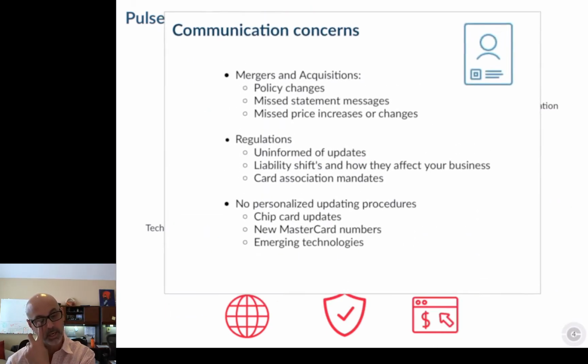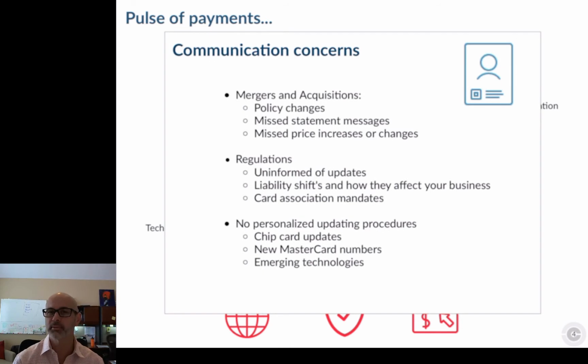The other thing is communication. With all the recent mergers and acquisitions in our industry, a lot of people have missed statement messages with rate increases and some organizational changes. One of the big ones was MasterCard. MasterCard came out with a card that starts with a 2 now because they ran out of numbers. Many merchants like yourself aren't even aware of this, but you can be fined up to $20,000 per day if you don't have the ability to accept those transactions, and people haven't been communicated this.